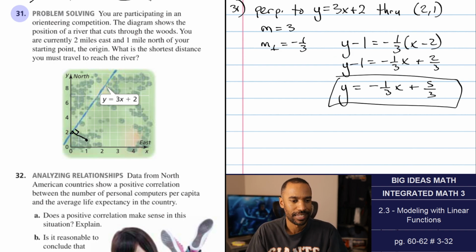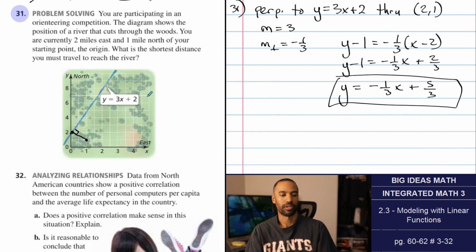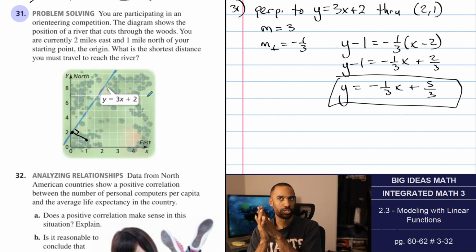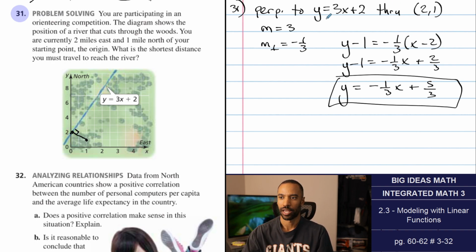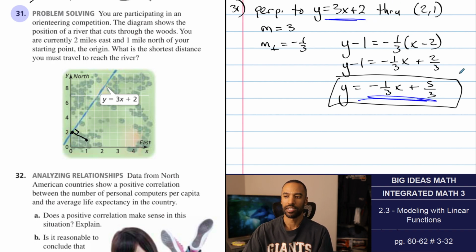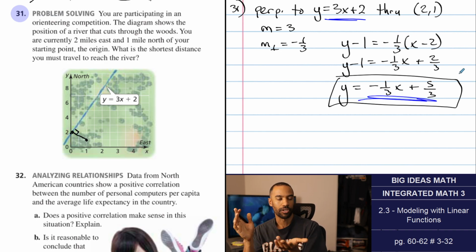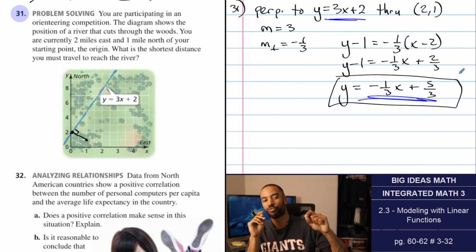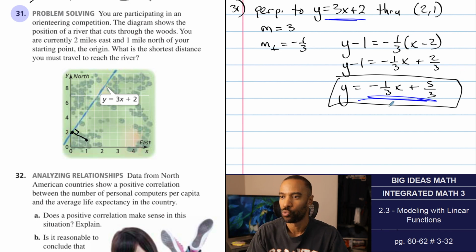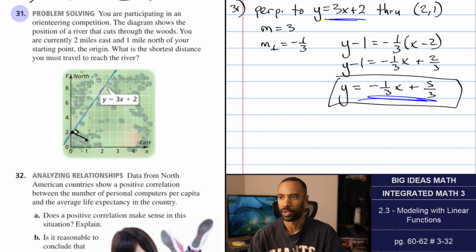I need to find the distance. Okay, there are two more things I still need to do. Now I need to find the point where this line intersects with this line, the solution to the system of equations. And then I need to find the distance from (2, 1) to that point. So there are a lot of things we've still got to do here.